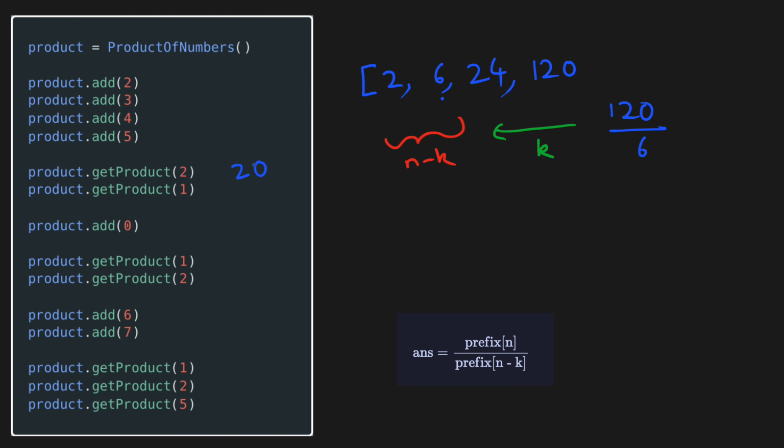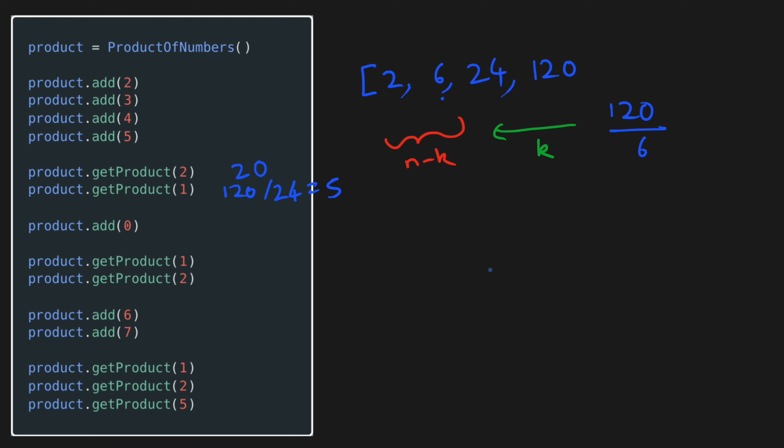Now notice that we can perform this operation in O(1) time instead of O(k) time earlier. Similarly, if we want getProduct of 1, that is we want to just get the product of the last element, then we can divide the last prefix product, that is 120, by the n minus kth, that is the third prefix product, which is 24, and hence our answer will be equal to 5.